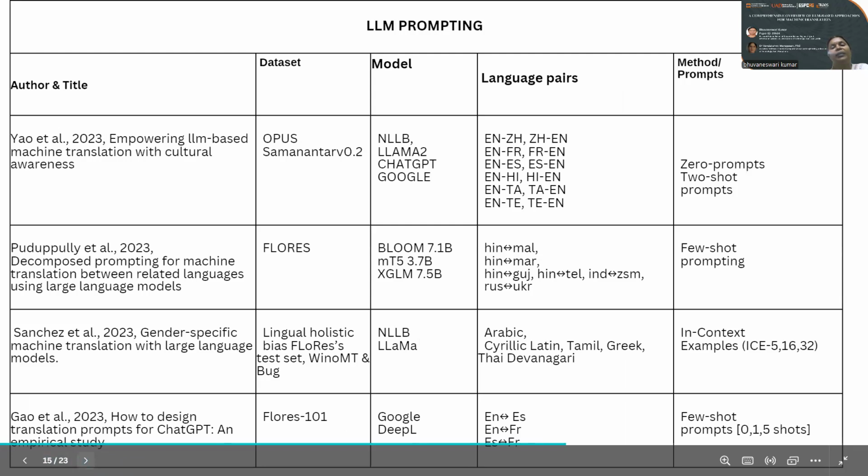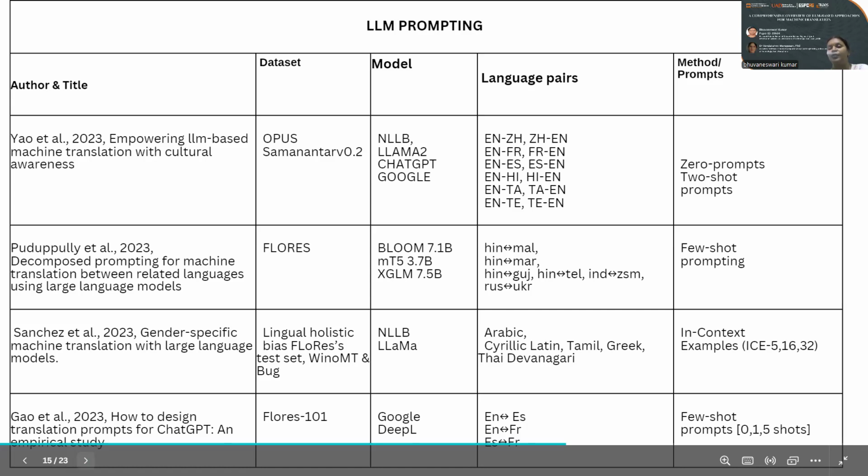With the LLM prompting technique, which is the most used technique in the current era, I've listed a few of the papers that have been discussed in the review paper. Most of the models that have been trained for LLM prompting are No Language Left Behind, Llama models, ChatGPT, Google, and then DeepL and Bloom. And these are the datasets that have been used, mostly Opus and Flores datasets. And the language pairs have been listed here.